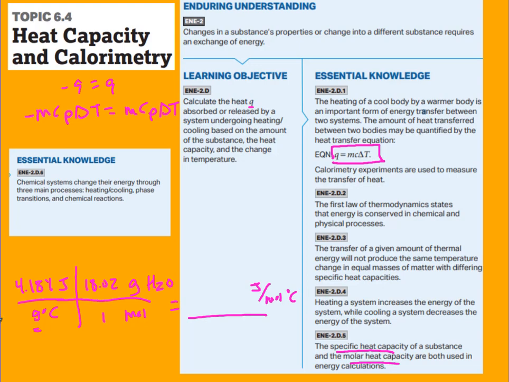And degrees Celsius and Kelvin are going to be used interchangeably because the difference in temperature for Celsius or Kelvin is the same. So occasionally you'll see joules per mole times Kelvin. That would be the same as joules per gram degrees Celsius.